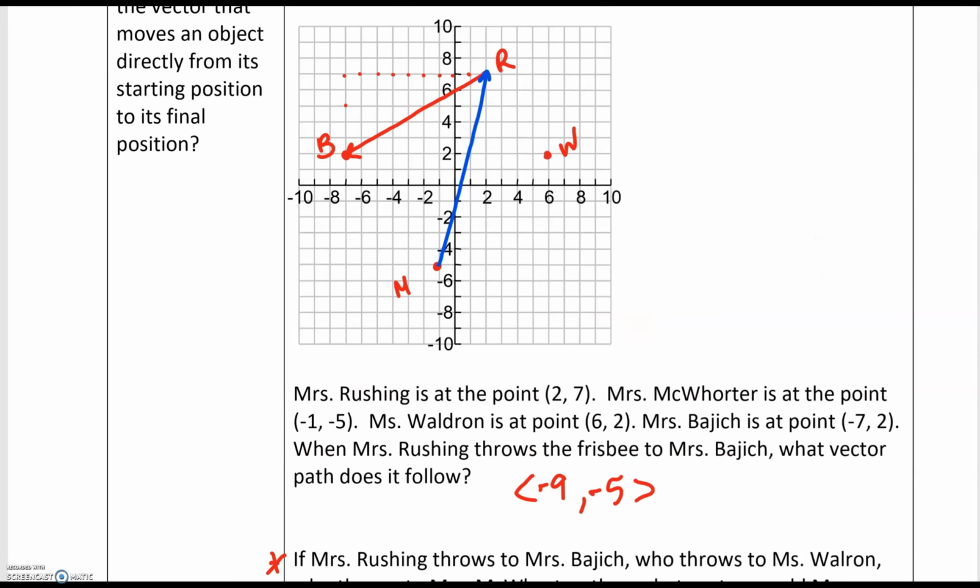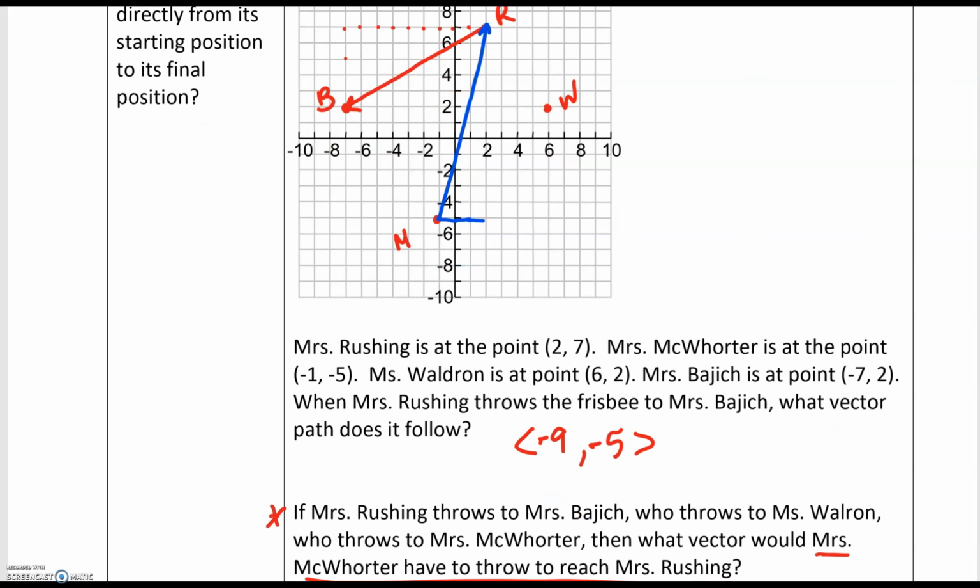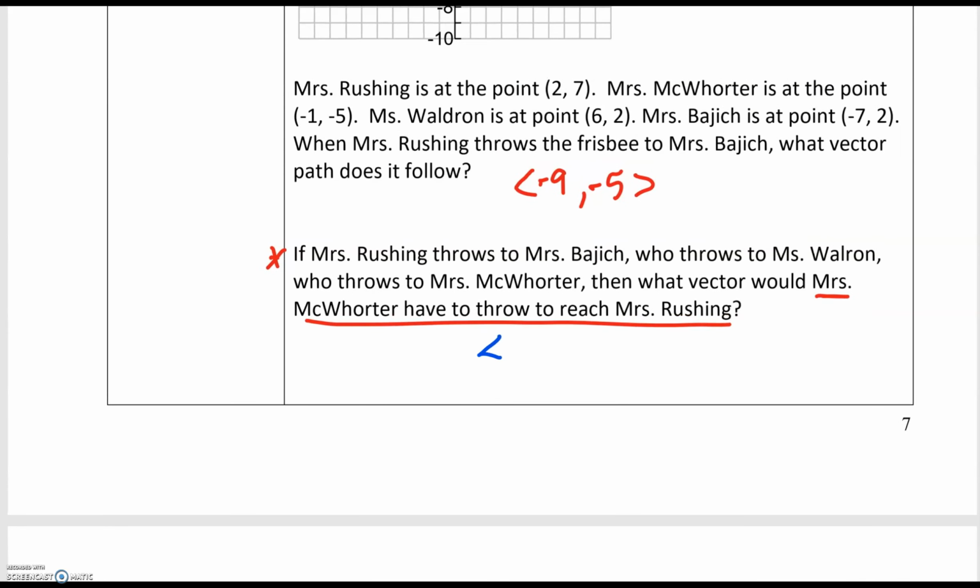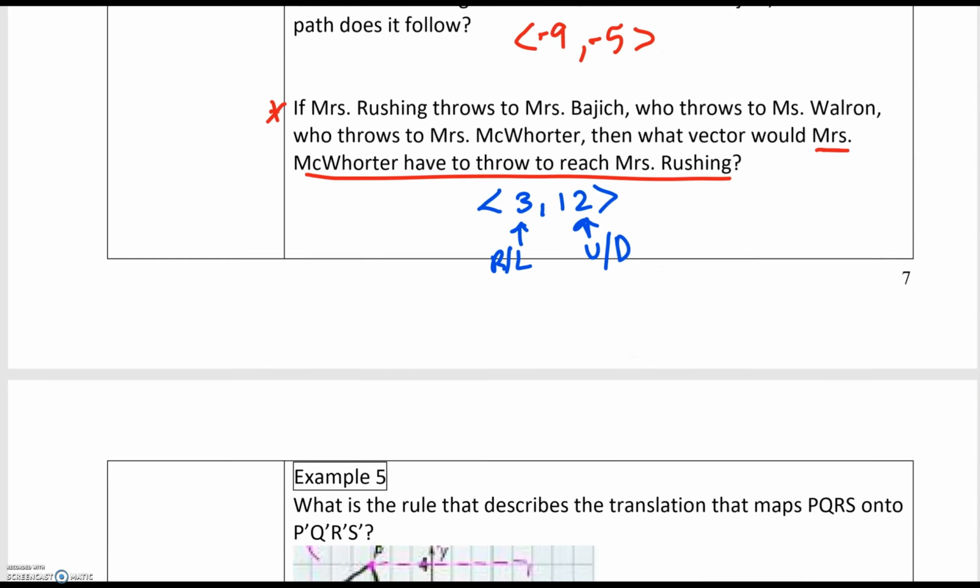All right, so here's from McWhorter to Rushing. So it looks like we are going right 1, 2, 3, and over. And then let's count how much we're going up. 1, 2, 3, 4, 5, 6, 7, 8, 9, 10, 11, 12. So you should have 3, 12. Right and up are both positive. And again, this is our right/left, and this is our up/down.